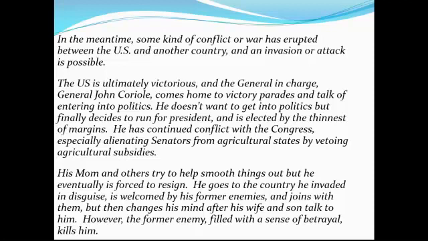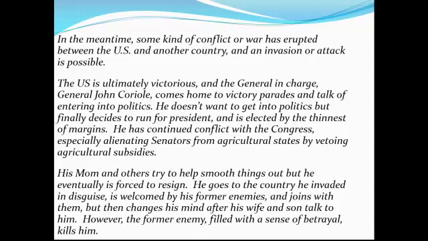He doesn't want to get into politics, but finally decides to run for president and is elected by the thinnest of margins. He has continued conflict with the Congress, especially alienating senators from agricultural states by vetoing agricultural subsidies, which are keeping farms going in this time of drought. So his mom and others try to help smooth things out, but he eventually is forced to resign.